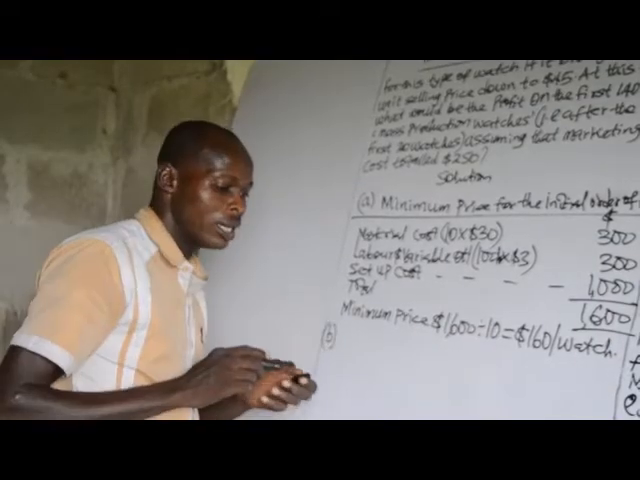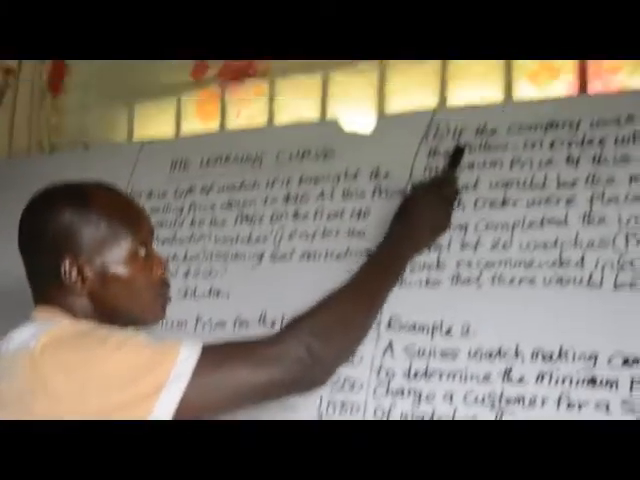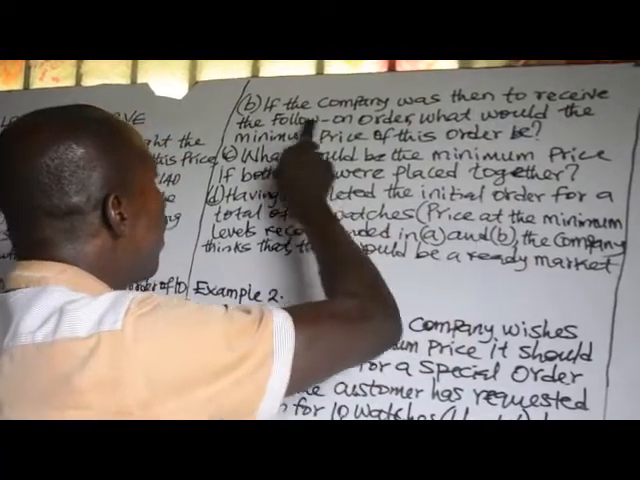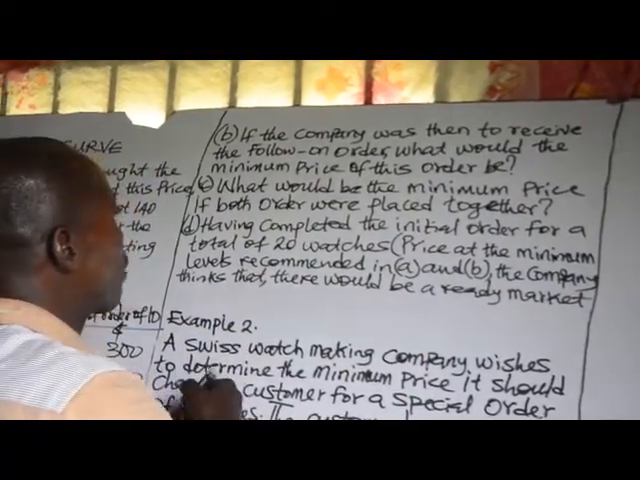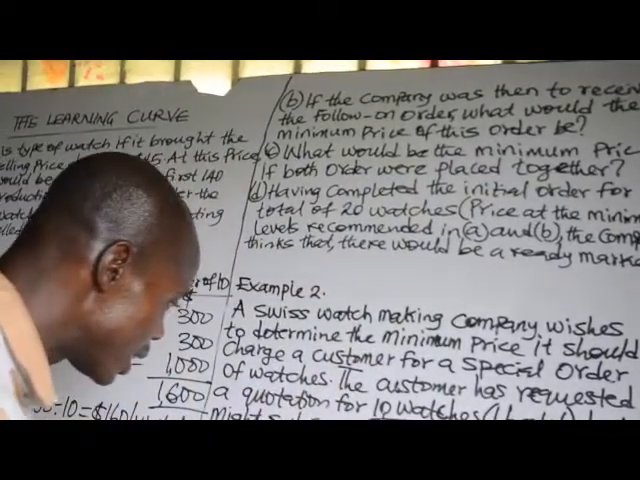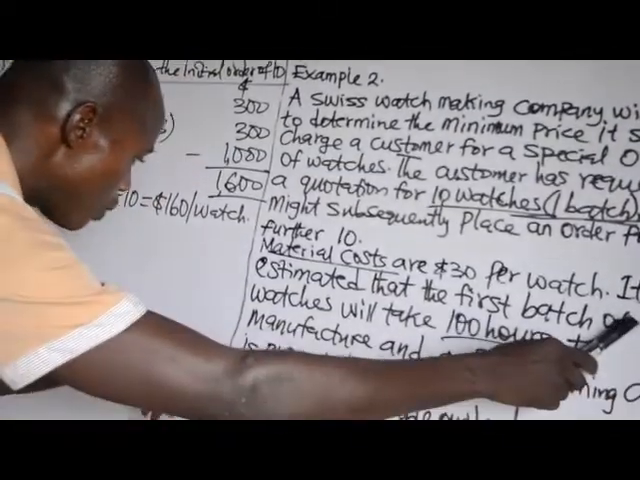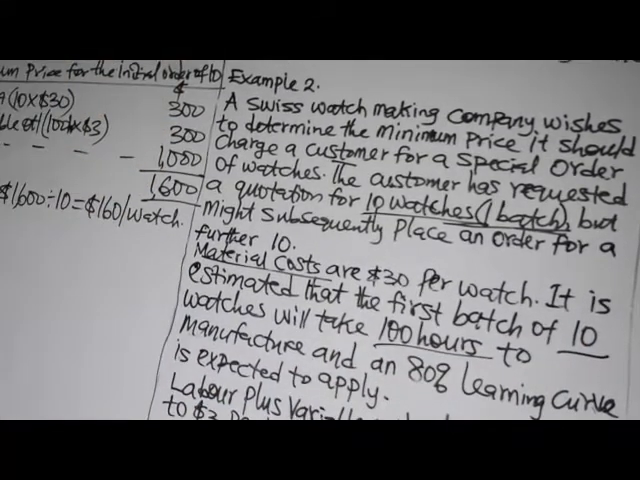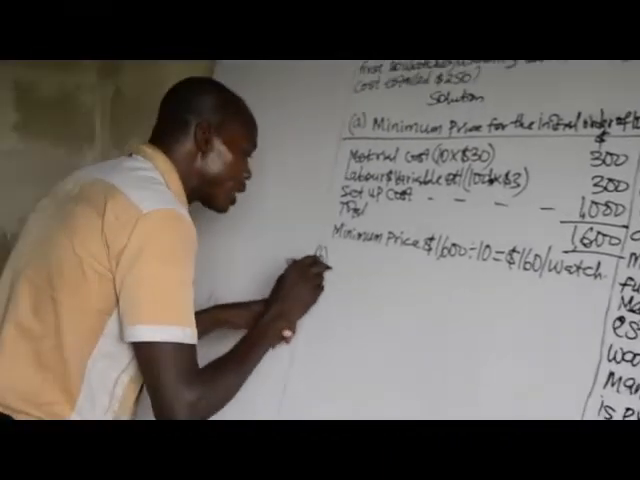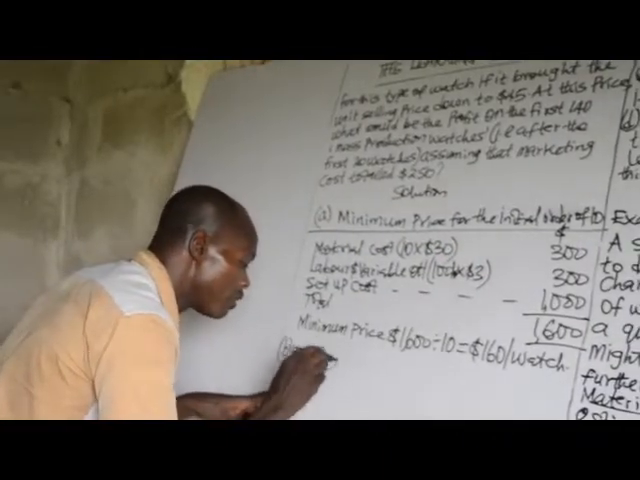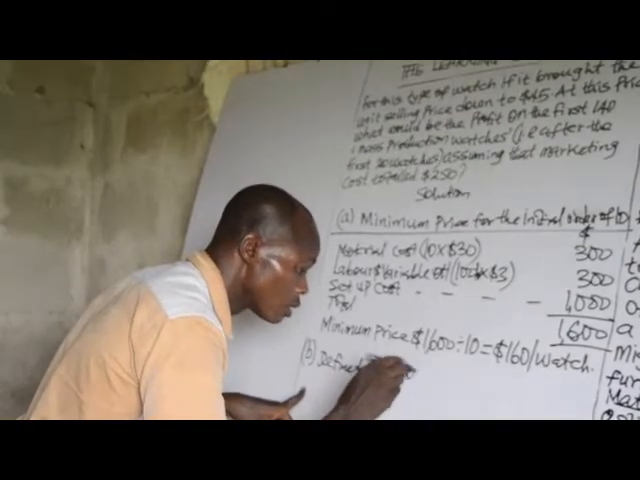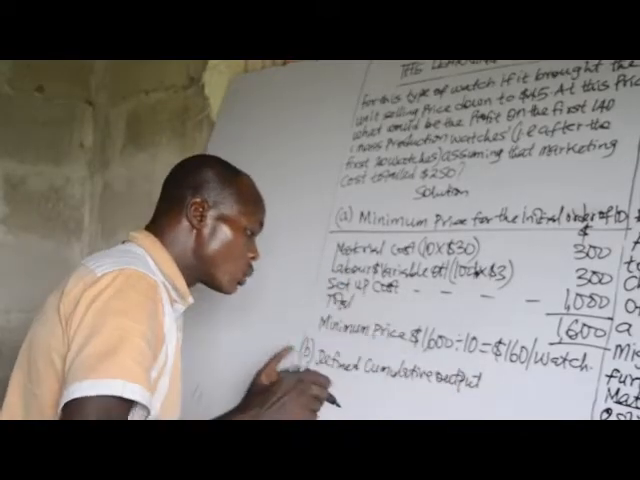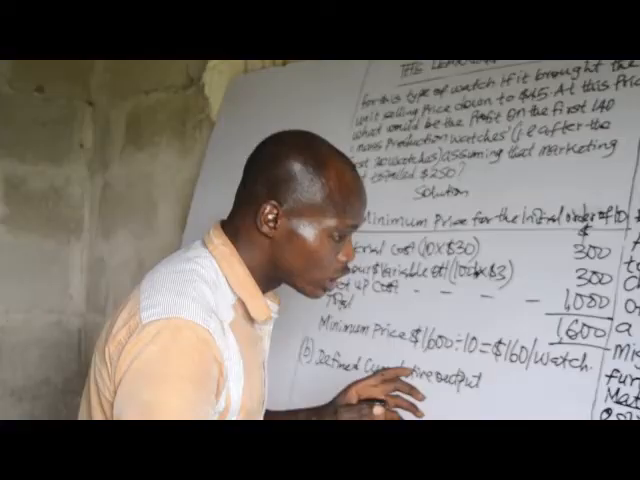Now the B aspect. If the company was then to receive the follow-on order, what will be the minimum price of this order? Note the first batch is 10 and the follow-on order is another 10. Now, I've told you that the first step is to identify the defined cumulative output. I told you that cumulative output is the units from 1 to the last units required.